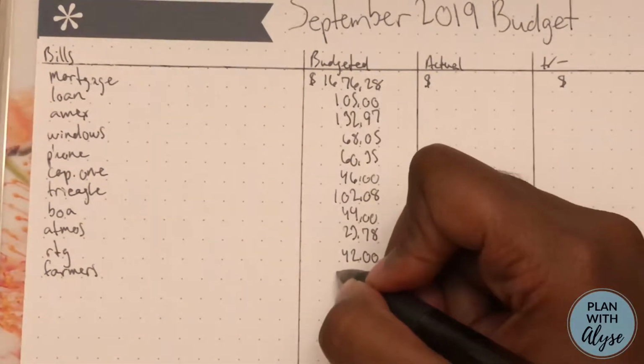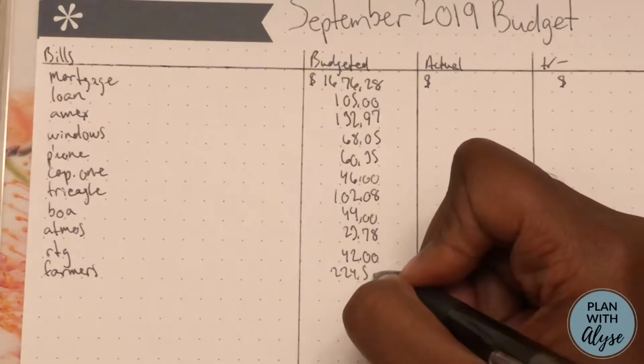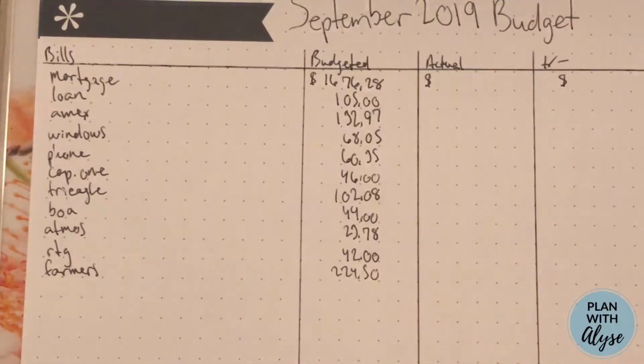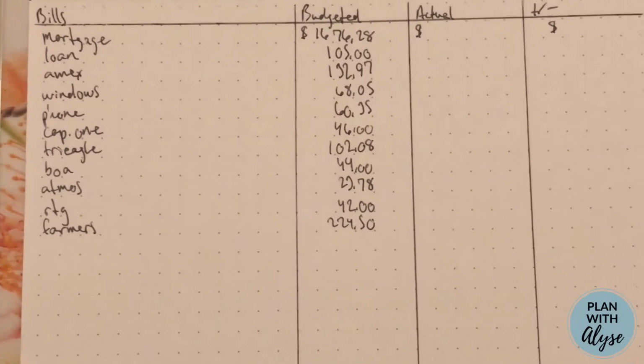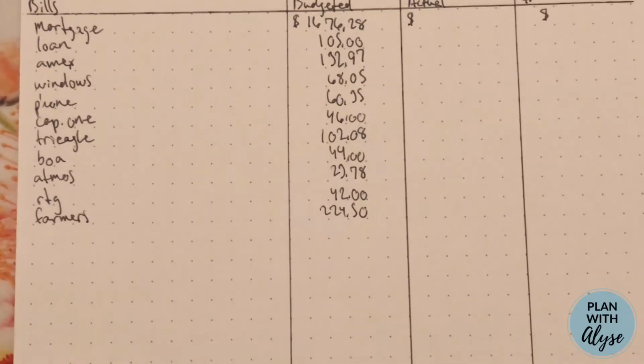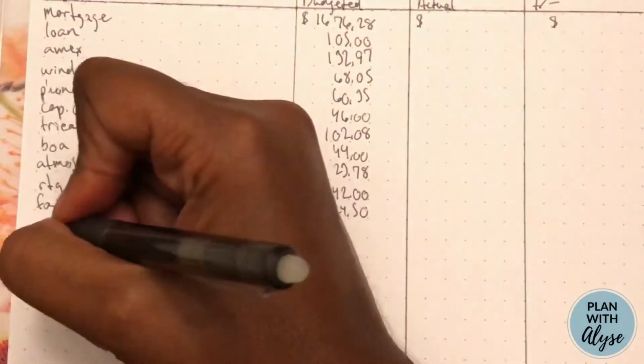Farmers is $224.50. This is the first month of our new policy through them. Our old policy ended in August, and the price went up due to some accidents. Well, due to an accident. Let's see.